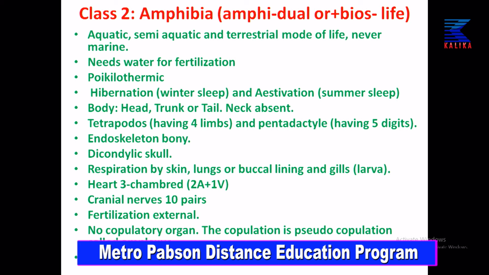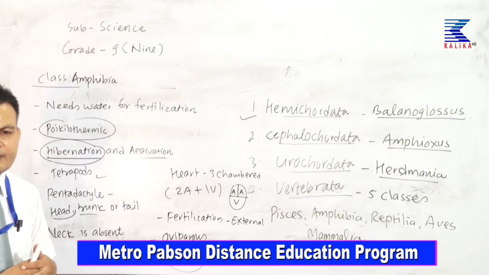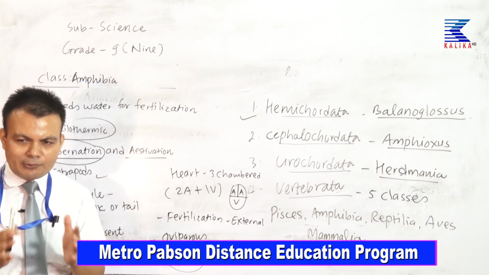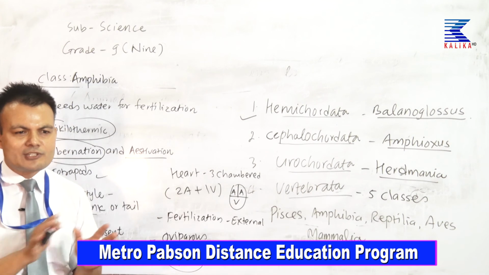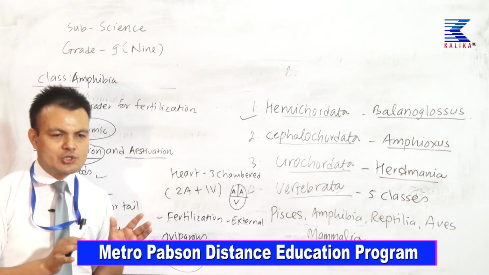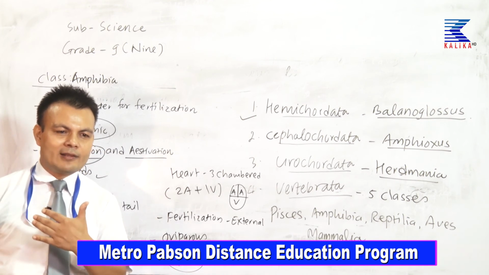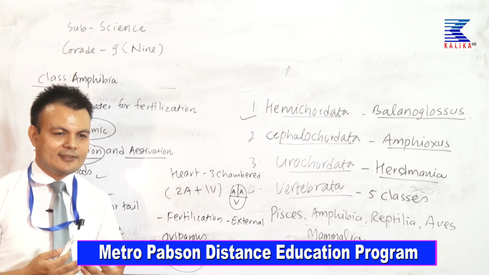So cranial nerves means the nerves arising from the brain, altogether 10 pairs, means 20. No copulatory organs means no penis-like structure. The copulation is pseudocopulation. Sometimes you will see the male frog mounting upon the female frog. That looks like sex or copulation, but it is not true copulation. Pseudo-copulation means false copulation. It looks like sex, but it is not real sex. Okay, good.